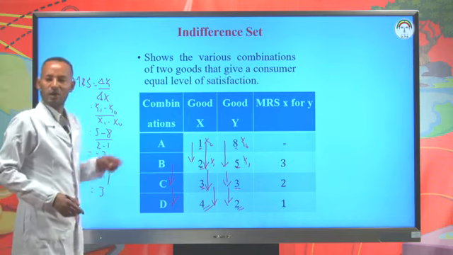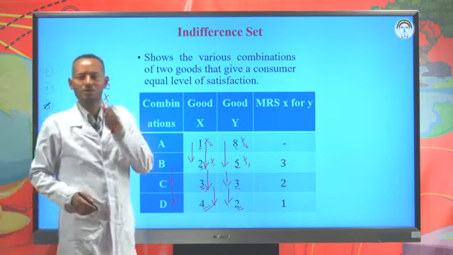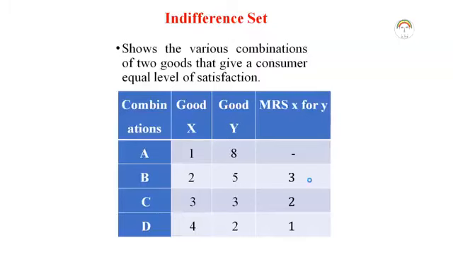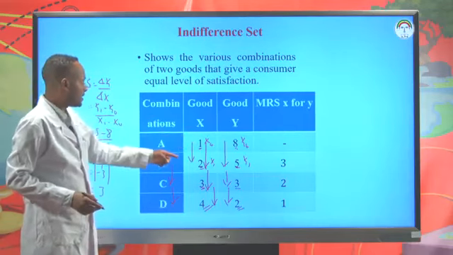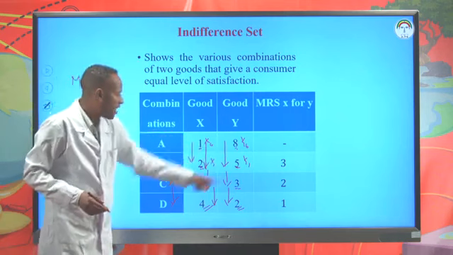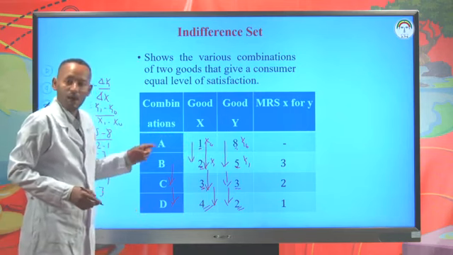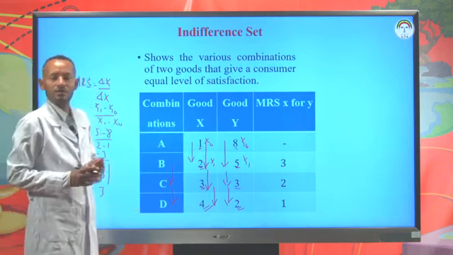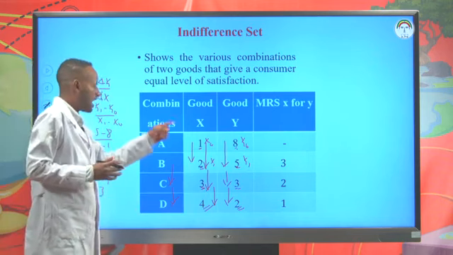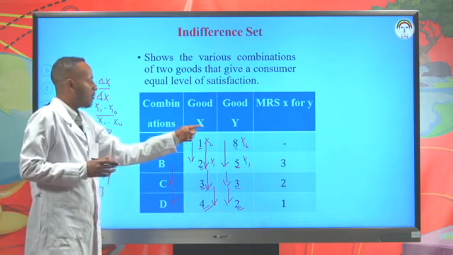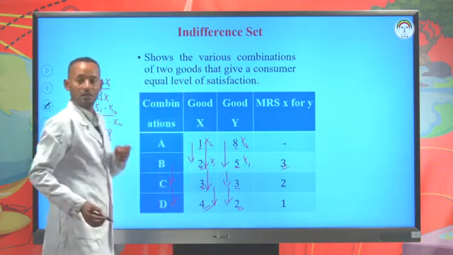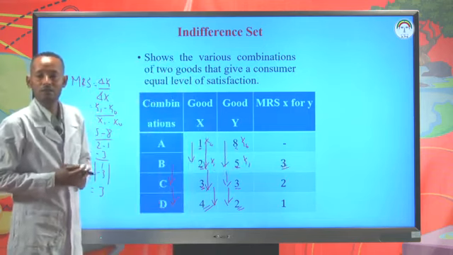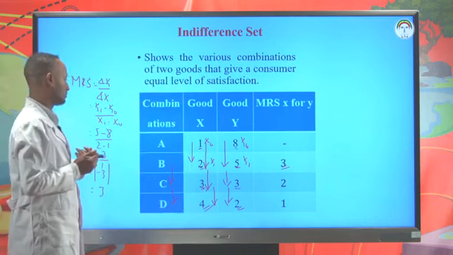That means when we come across from combination A to combination B, if the satisfaction that we get from 1 unit of X and 8 units of Y is equal to that of 2 units of X and 5 units of Y, the rate by which one commodity is substituted for another, 1 X is substituted for how many units of Y? For 3 units of Y. This is the way of calculating the marginal rate of substitution.